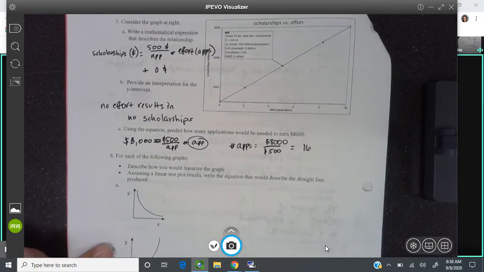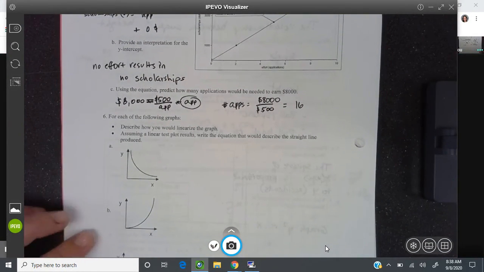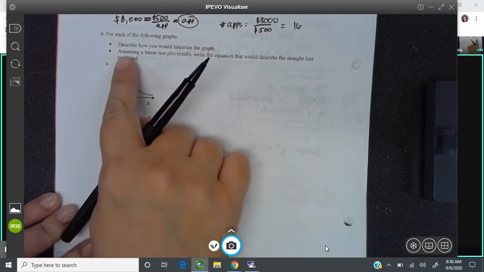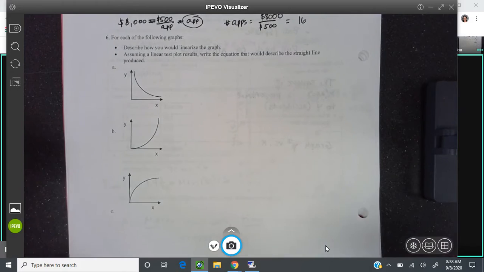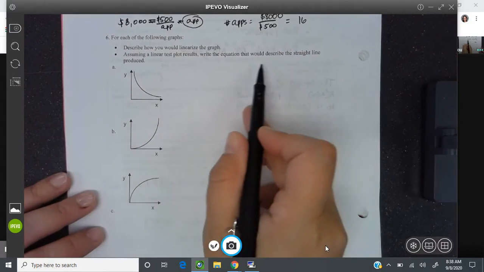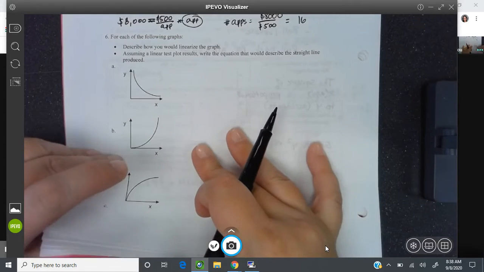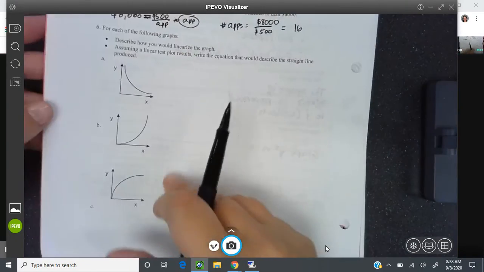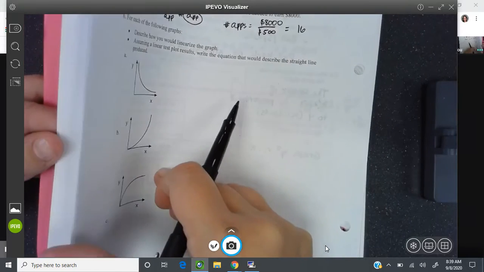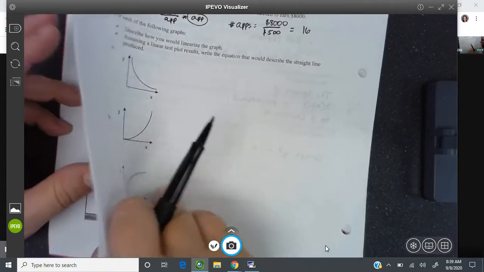Okay. For these, do you guys have any questions about number 5? No? All right. For these, it says describe how you would linearize the graphs. We don't have to actually linearize them. It just says describe how you would do it, and then write an equation that would describe the straight line that you produced. So again, this is just looking back to that handout. I've got my handout.